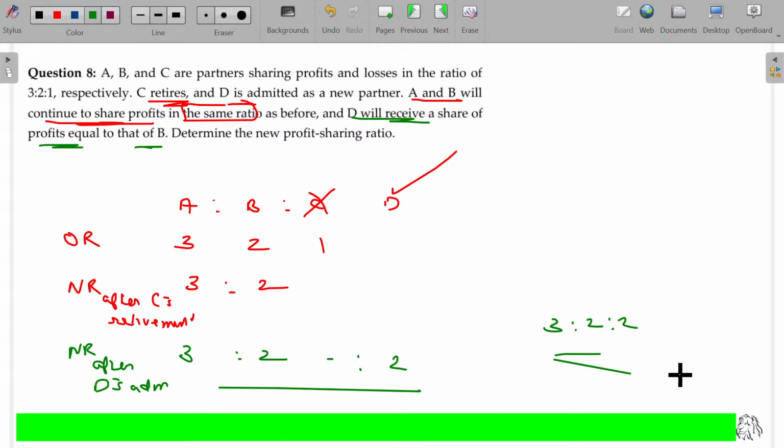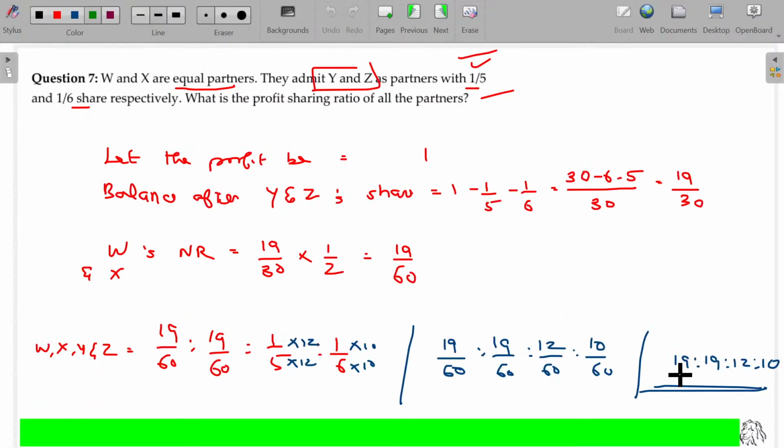We have not used any mathematical calculation up to now. It's a very straightforward question. It was asked in CMA Inter, I think, carrying 2 marks. This one also, carrying 2 marks, was asked in CMA Inter. Interesting illustrations, 7 and 8.